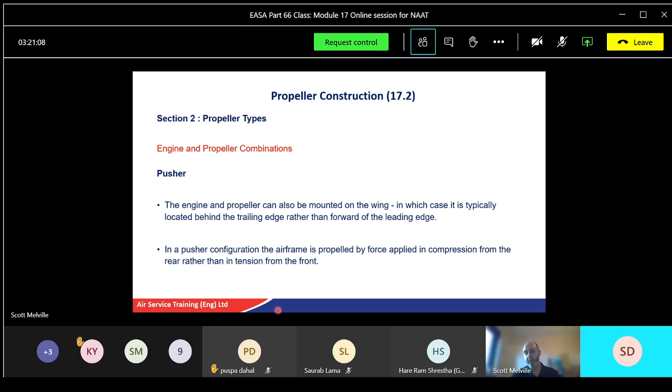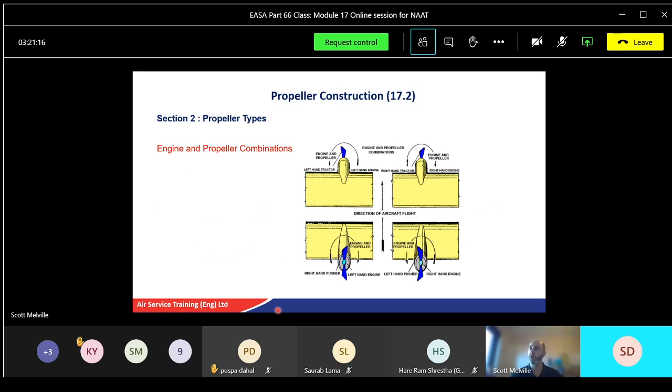In a push configuration, the airframe is propelled by a force applied in compression from the rear rather than tension from the front. There's a little diagram, so a pusher and a puller. You've got the direction of the aircraft at the front. There's your typical scenario: engine in the front, propeller in the front. So that's your puller or your tractor. If you put the engine in the back and also the propeller at the back, on the rear of the shaft, that is classed as a pusher. So that's pushing the aircraft forward, where this one is pulling the aircraft forward. So that's your puller, or tractor, or pusher.